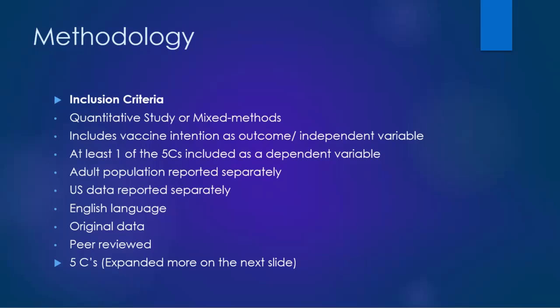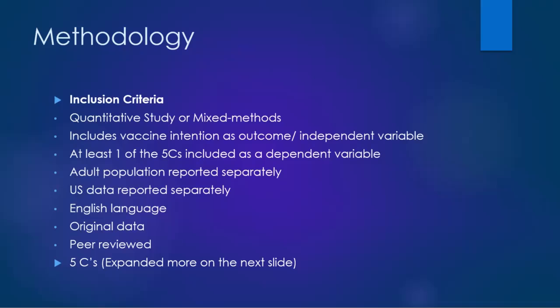Adult population reported separately because we wanted to focus on 18 and up. US data reported separately as well, so that we could make sure we had US data to work with, since that was our primary population. English language, original data, and peer-reviewed.